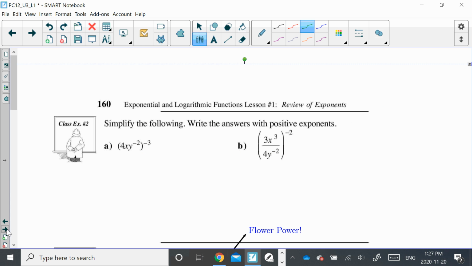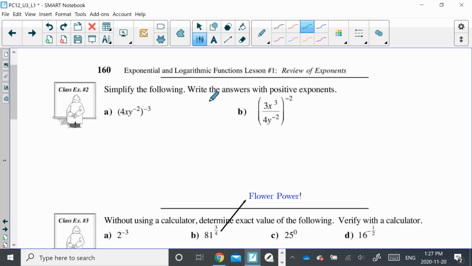Okay, let's look at class example 3. Simplify the following, write the answers with positive exponents. Okay, there's 2 different ways we could do this, but I think the easiest way, because this is in a bracket, I'm going to put this over 1. In order to go from a negative 3 to a positive 3, I need to completely rewrite that bracket in the denominator. You do not change anything in the bracket. This law tells me that I could go from a negative 3 to a positive 3 by writing it in the denominator. This stays exactly as is.